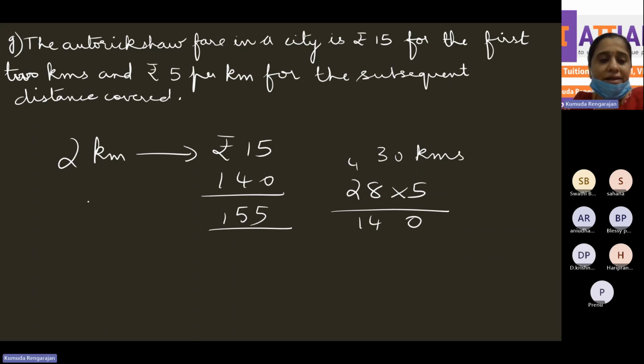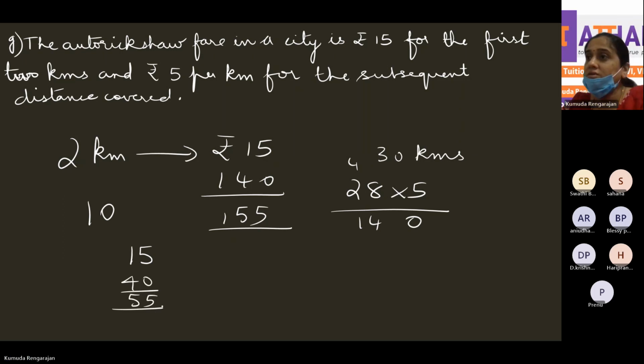If you travel 10 kilometers, what will you do? 10 minus 2. For the 2 kilometers, you'll pay him 15 rupees. And for the remaining 8 kilometers, you will pay him at the rate of 5 rupees per kilometer. So 8 into 5, 40. So totally you will give him 55 rupees. Now this one you should write using X and Y.